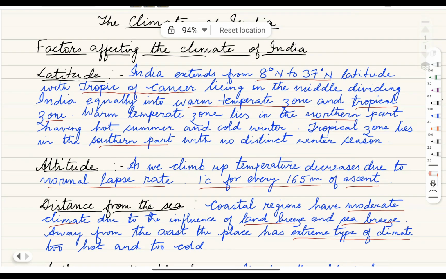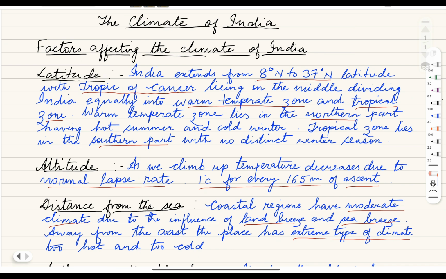Tropic of Cancer lying in the middle equally divides India into warm temperate zone in the northern part and tropical zone in the southern part. Now this warm temperate zone that we have in the northern part, they have very hot summers and very cold winter, whereas tropical zone that we have in the southern part, there is no distinct winter season.